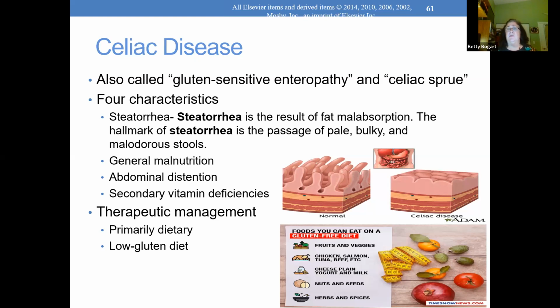You're going to see steatorrhea, which is the fat they cannot digest, and you're going to see it coming out in stools. The stools are pale because you're not digesting any of your food, but you're also going to smell it. It's a really bad smell, malodorous. And you'll say, okay, now I understand the steatorrhea. You almost see the fat in the stools. So how do we treat it? Literally, it's all about what they eat, and it's a low gluten diet.